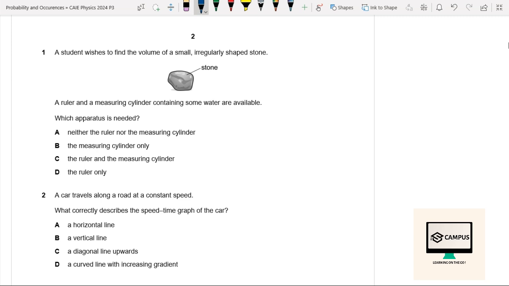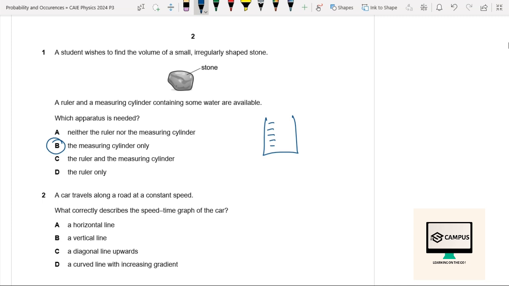A number of students mark option C as the right answer because obviously they need measurement. But there is a slight detail in the measuring cylinder, because on a measuring cylinder you have some markings as well, so you don't need the ruler. The correct answer is measuring cylinder only.